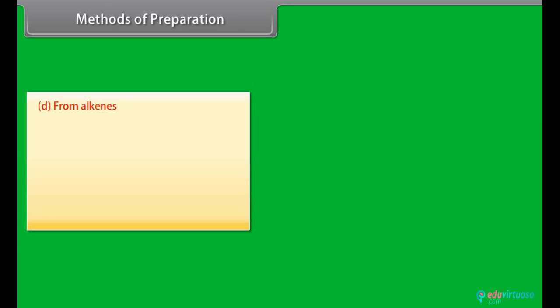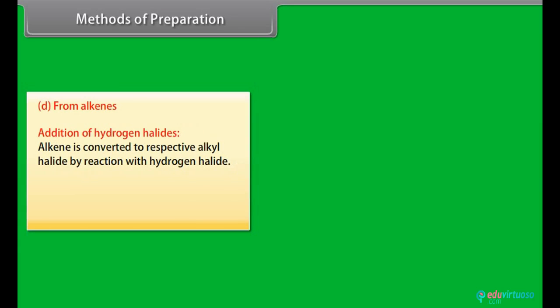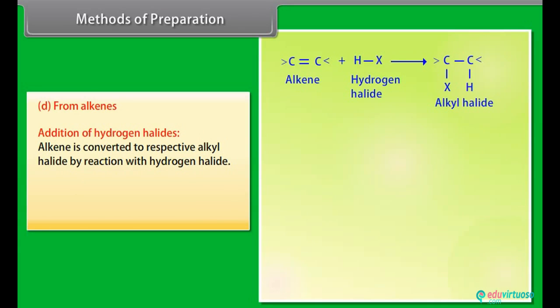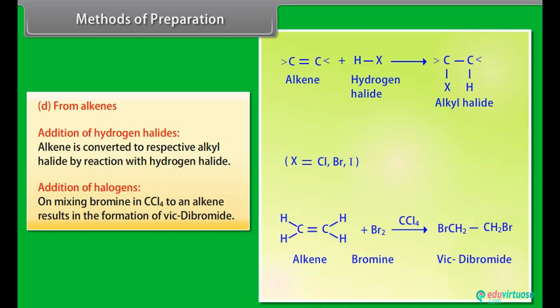From alkenes. Addition of hydrogen halides. Alkene is converted to the respective alkyl halides by reaction with hydrogen halide. Addition of halogens. On mixing bromine in CCl4 with an alkene, it results in the formation of vicinal dibromide. Methods of preparation.